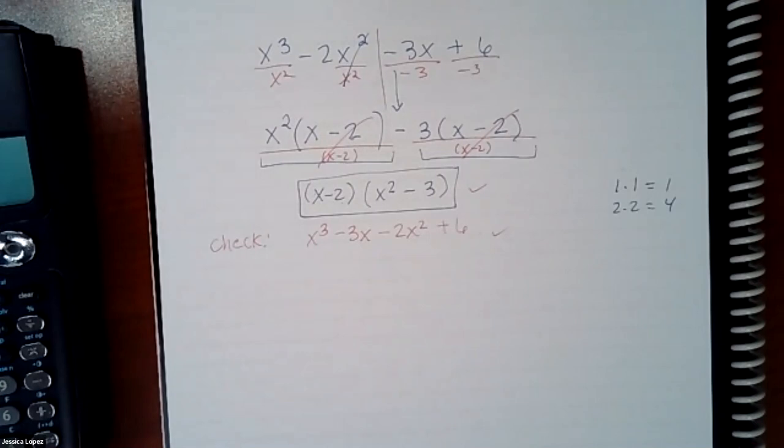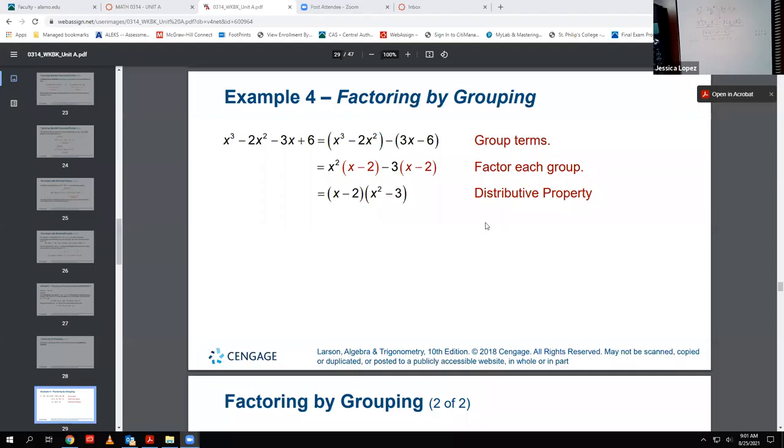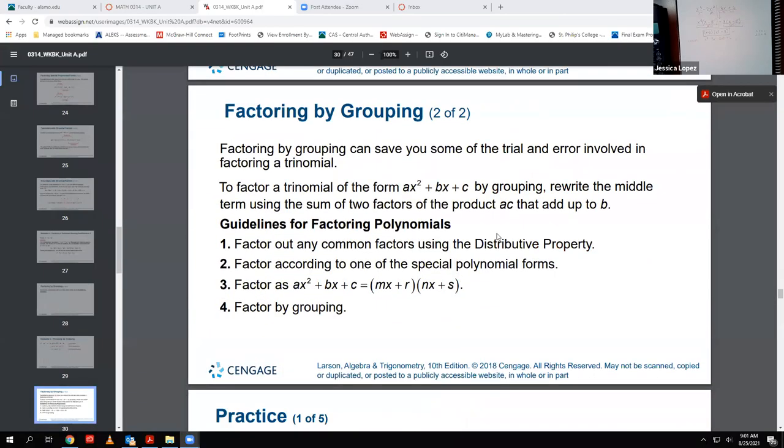Now let me go back to my shared screen and see if we've got anything, because I know we got some more practice coming up. So it says factor out any common factors and then factor according to special polynomials. So they're basically telling us the order in which we're supposed to factor everything, okay? So the first thing you want to look for is the greatest common factor. Can I take out that common factor from all terms first?